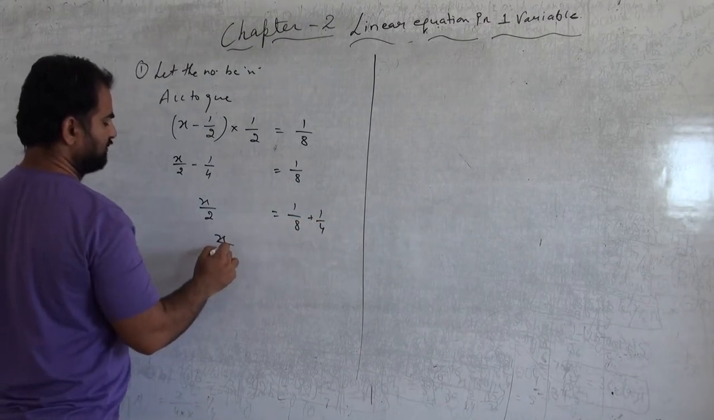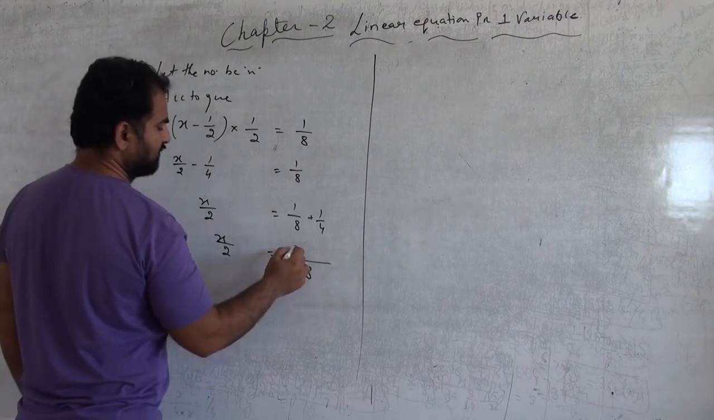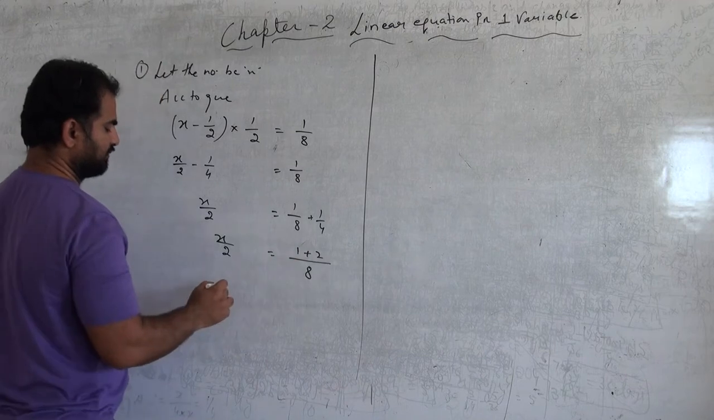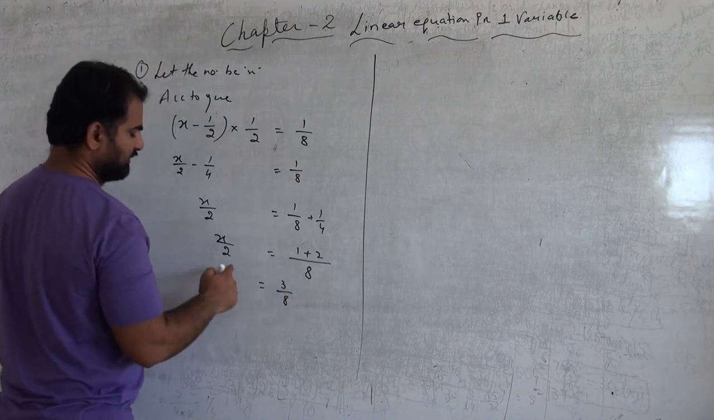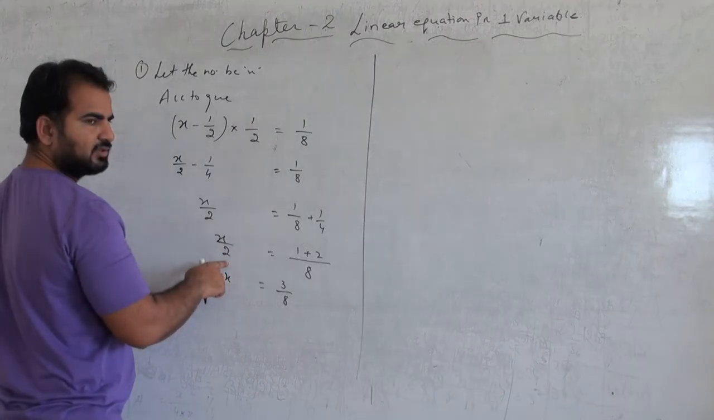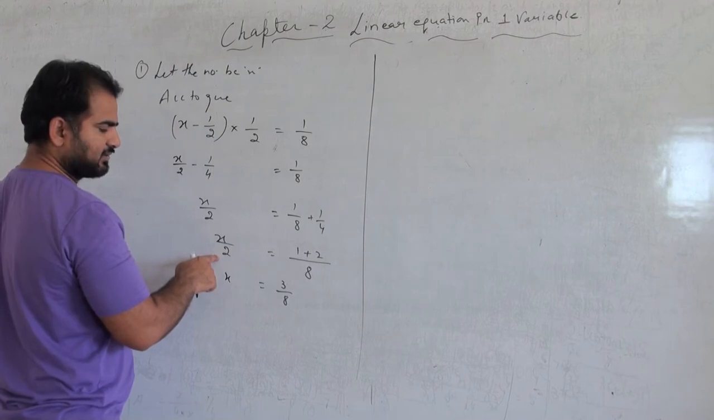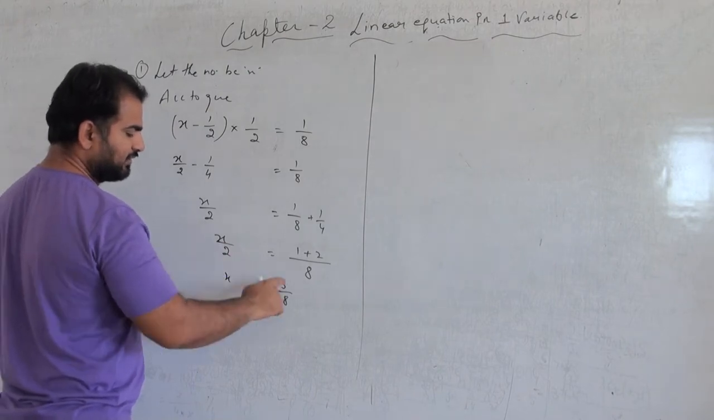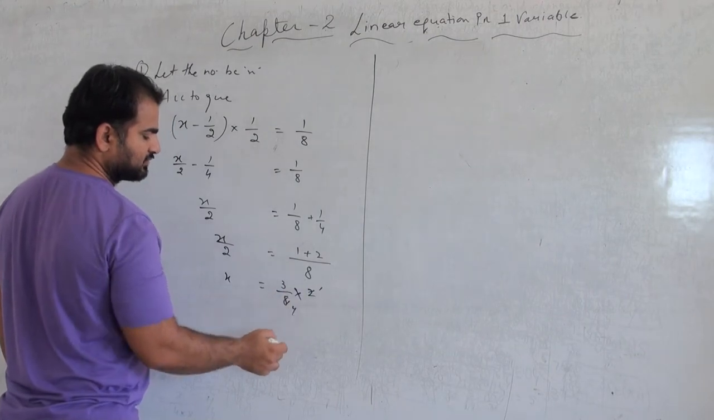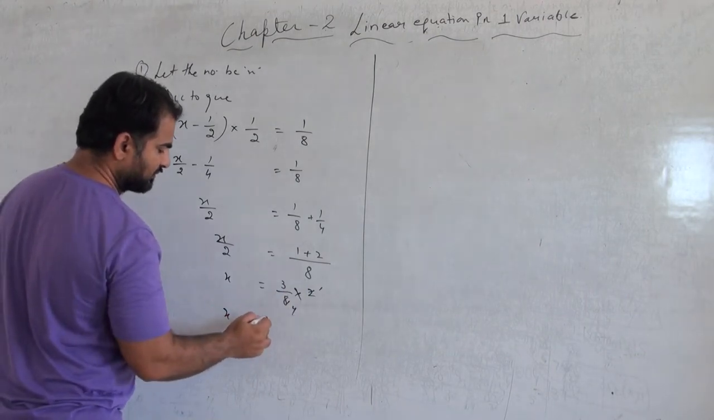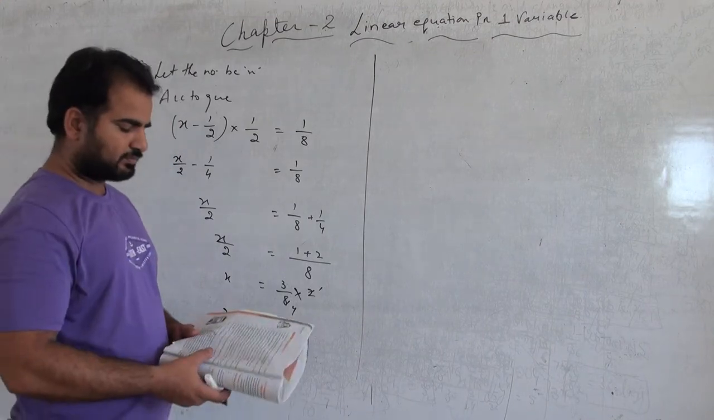So x upon 2 equals, with denominator 8, it will be 1 plus 2. So x upon 2 equals 3 by 8. This 2 was dividing the x, so when we change its side, it will be multiplied by 8. 2 ones are 2, 2 fours are 8. So x will be 3 by 4, our final answer.